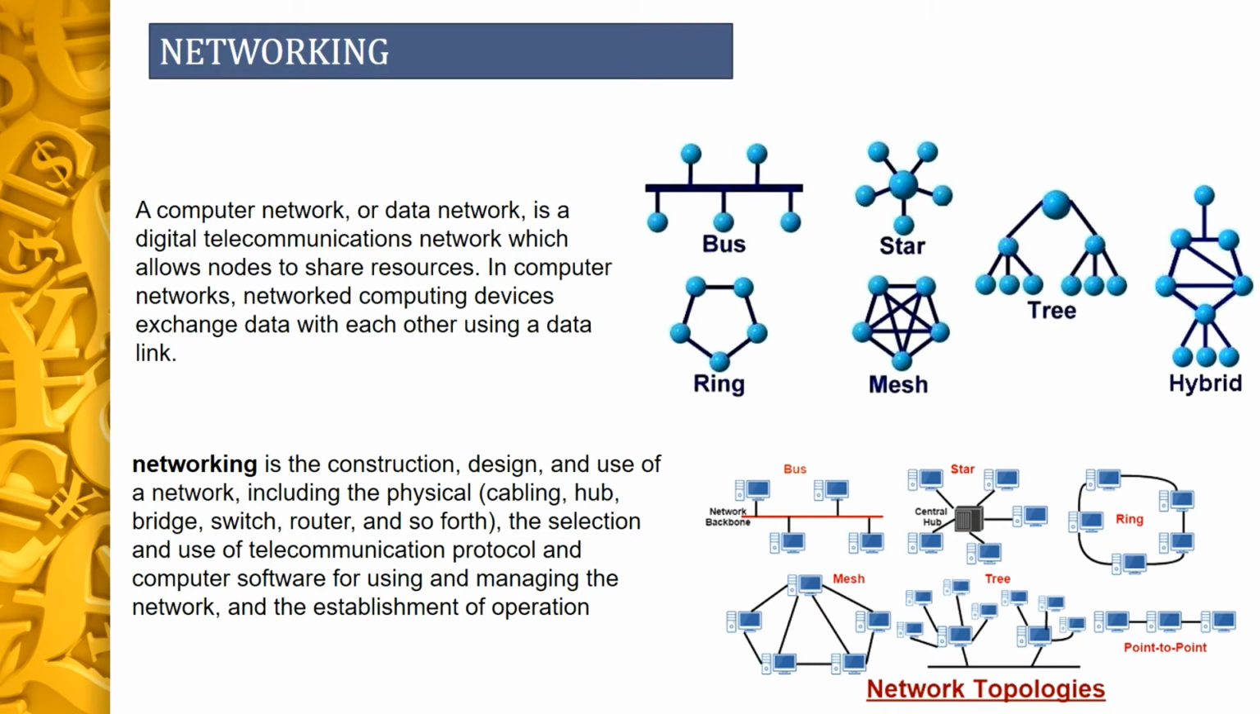First of all, networking. A computer network or data network is a digital communication network which allows nodes to share resources. The blue balls are nodes over here. They can share their resources among themselves. In a computer network, networked computing devices exchange data with each other using a data link. This may be a wired or a non-wired network. It may use Wi-Fi, LAN, or even the internet for communicating.